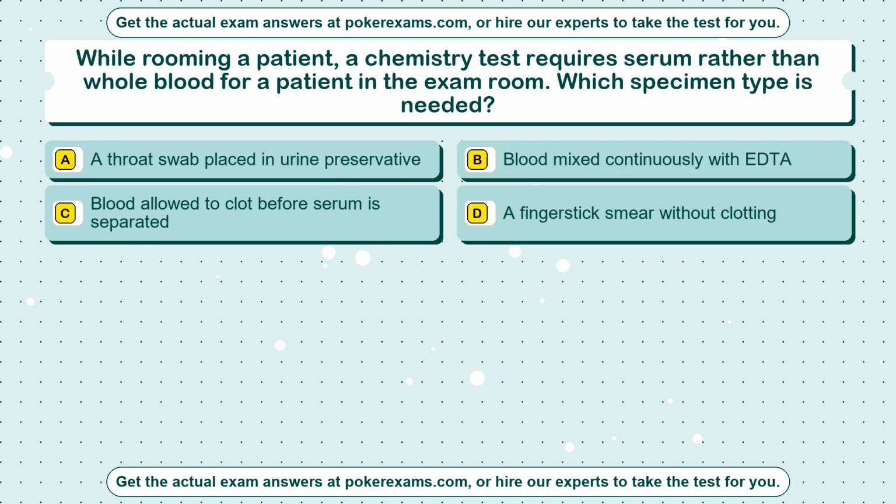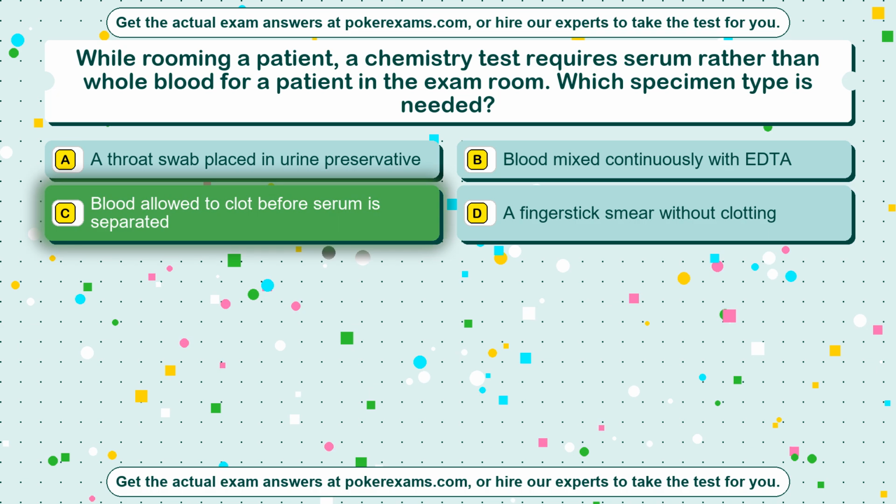Question 18. While rooming a patient, a chemistry test requires serum rather than whole blood for a patient in the exam room. Which specimen type is needed? Option A, a throat swab placed in urine preservative. Option B, blood mixed continuously with EDTA. Option C, blood allowed to clot before serum is separated. Option D, a finger stick smear without clotting.